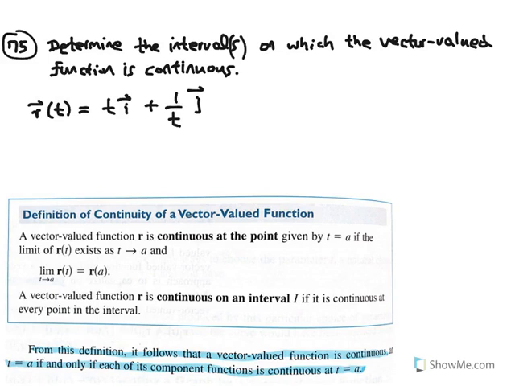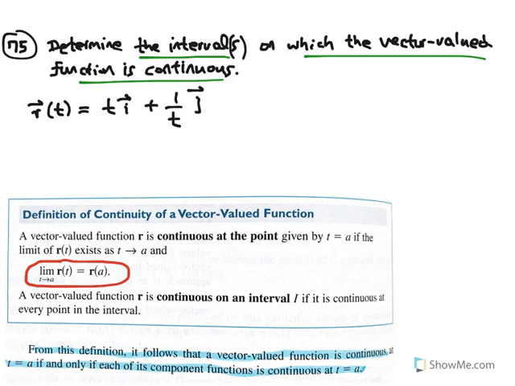When we look at the definition of continuity of a vector-valued function, we see that we've got to make sure that the limit of the vector-valued function as t approaches a particular value a is equal to the vector-valued function evaluated at a. The problem is asking, determine the values of t for which the vector-valued function will be continuous. A vector-valued function r is continuous on an interval if it is continuous at every point in the interval.